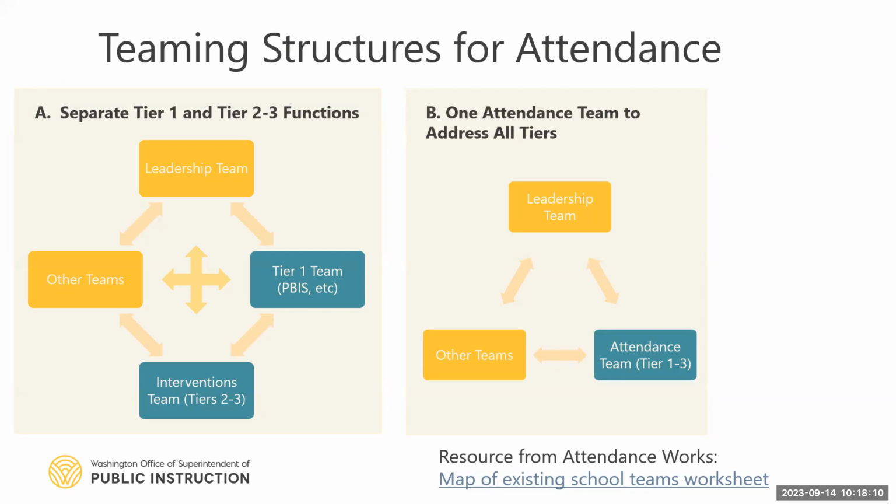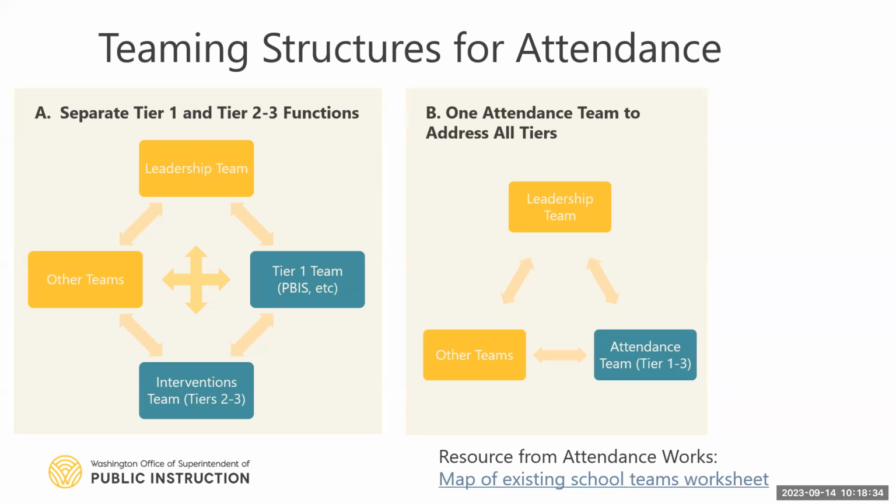So if you have this model and are choosing to do it, make sure there are good lines of communication between the two teams. For example, if the tier 2, tier 3 team is seeing a pattern of a lot of students that are coming up needing tier 3 supports for a particular reason, it might be worth conversing with the tier 1 team to see, is there something we can do universally that could support all students?